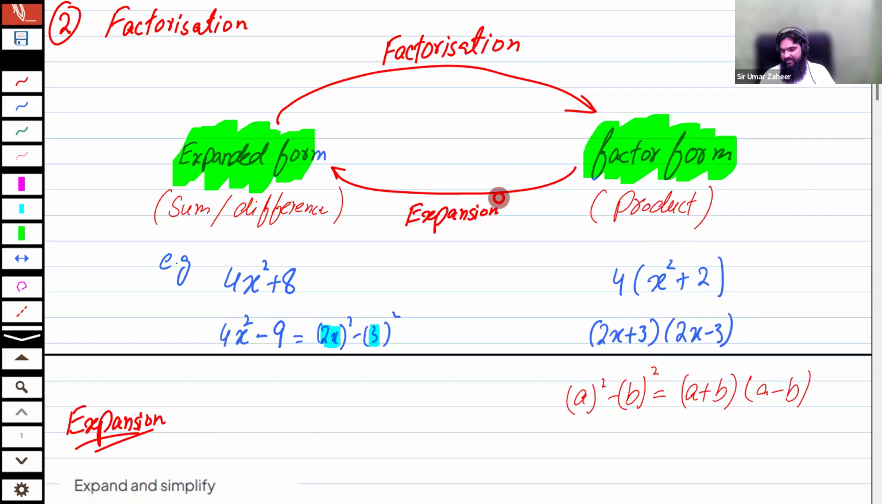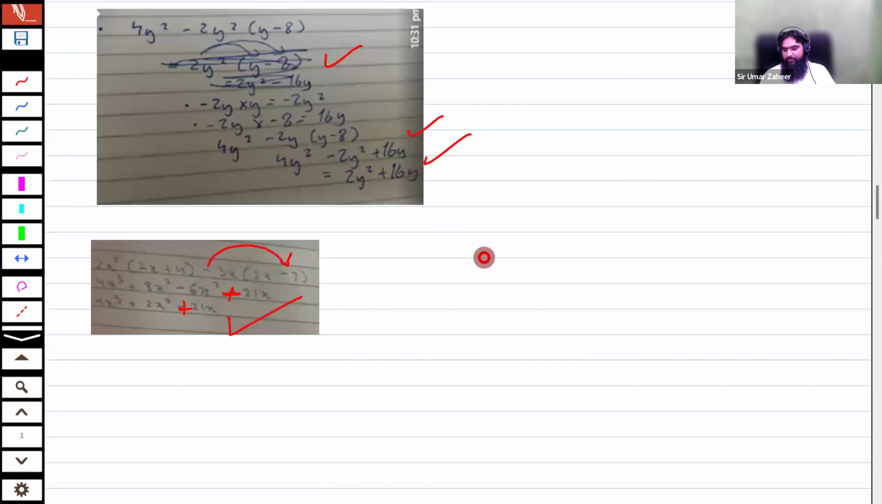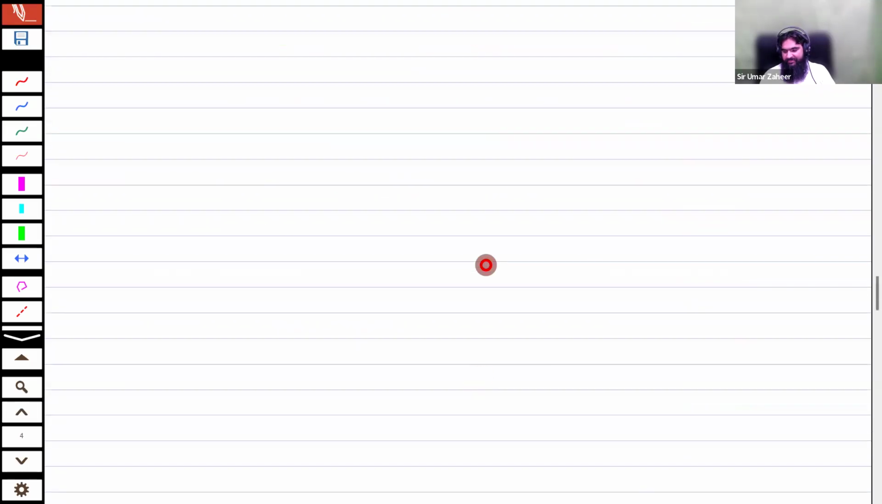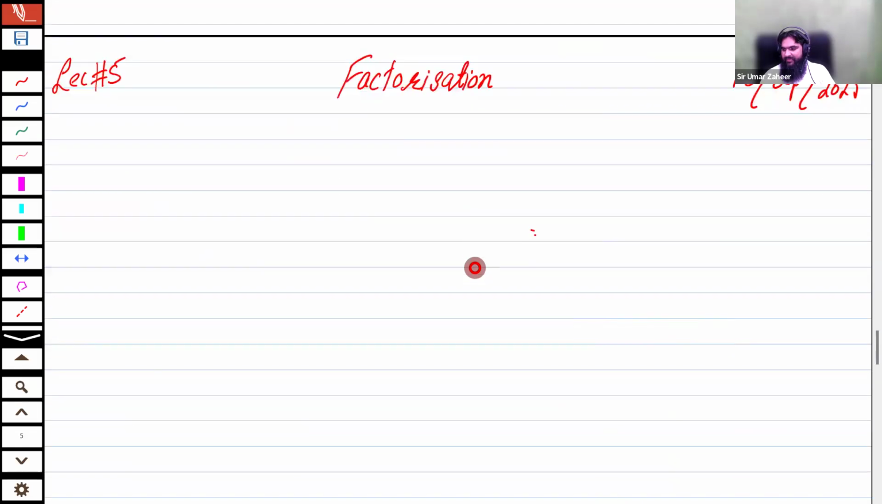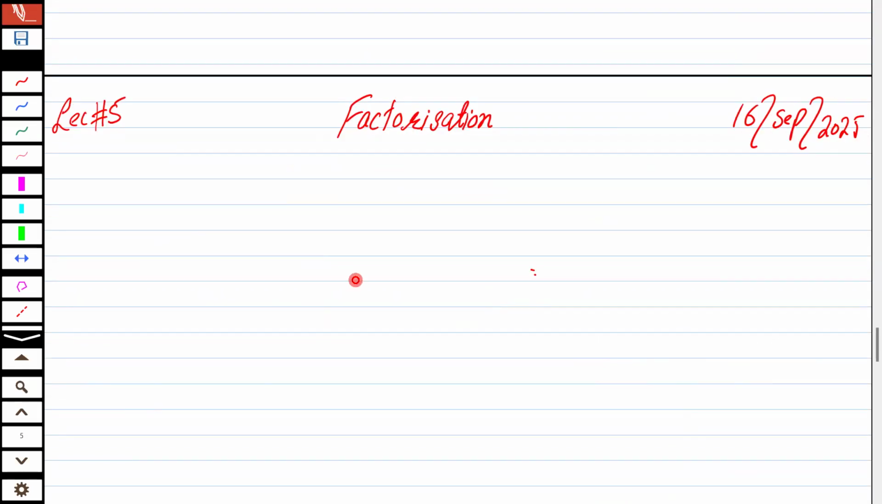In the last class, we did different types of questions in which we were doing expansion. Now today we are going to go for factorization. Does anyone have a question from the previous lecture? No, sir. All right. First of all, we have four main cases in P1. So let's talk about those first and then go for the practice.